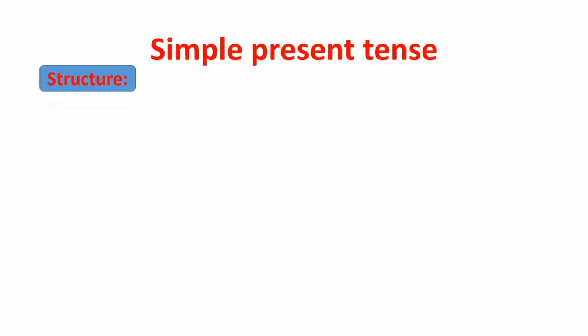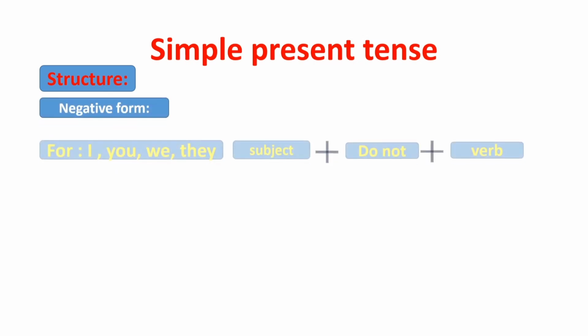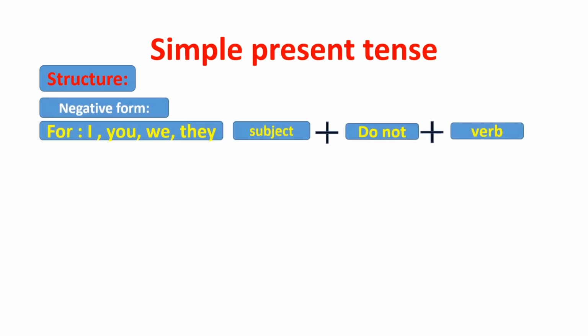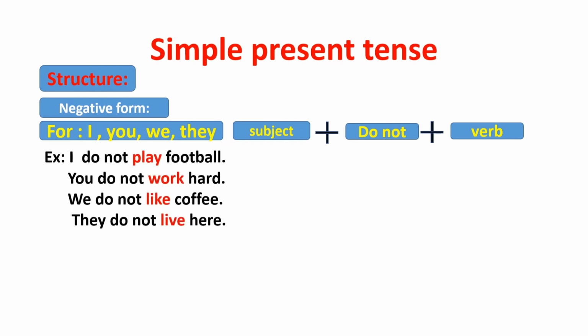Let's continue with the structure of the negative form. The negative form is formed with I, you, we, they, subject plus do not plus verb. For example, I do not play football. You do not work hard. We do not like coffee. They do not live here. So these are the negative forms for the subject pronouns I, you, we, they, or for plural subjects.